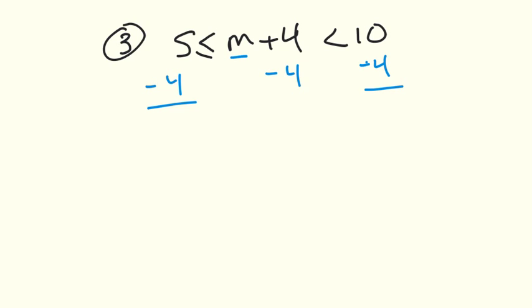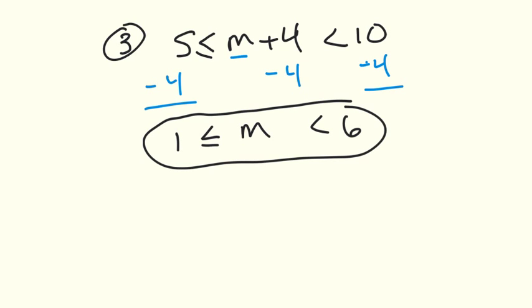Alright, so let's see here. We'll have 5 minus 4 is 1, less than or equal to m, less than 6. And we're done. Let's go ahead and graph it.